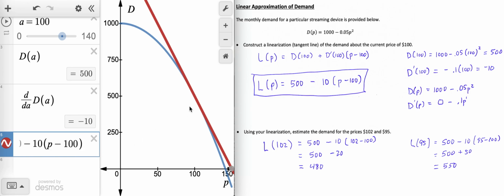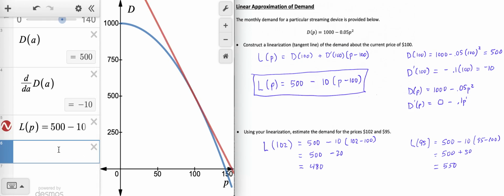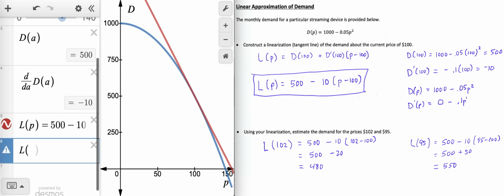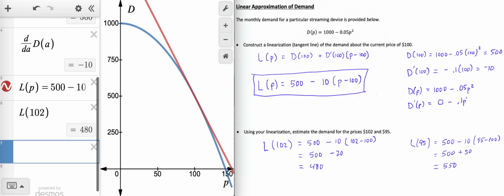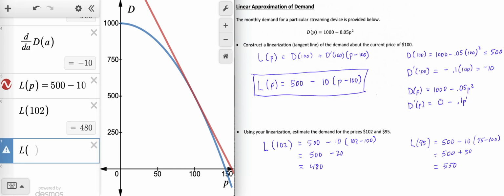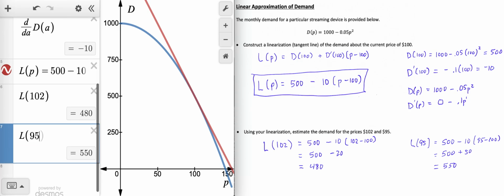And so here I have my tangent line in red. If I wanted to approximate using the tangent line what the demand might be for these particular prices, I can simply say L of 102, and there I get 480, and L of 95, and that would be 550.